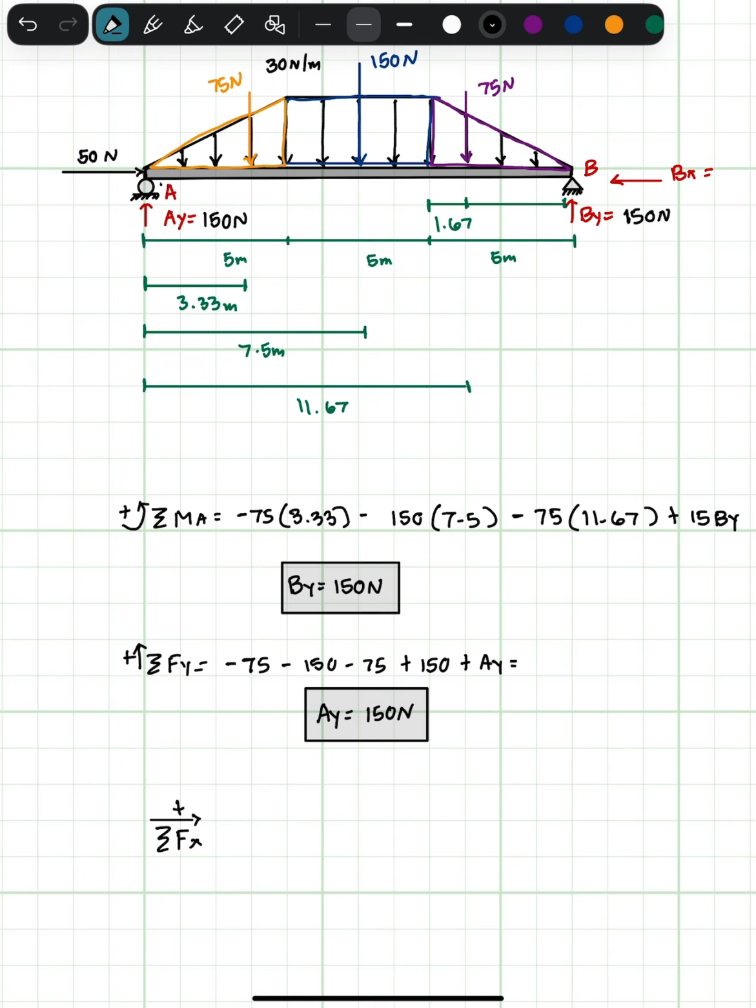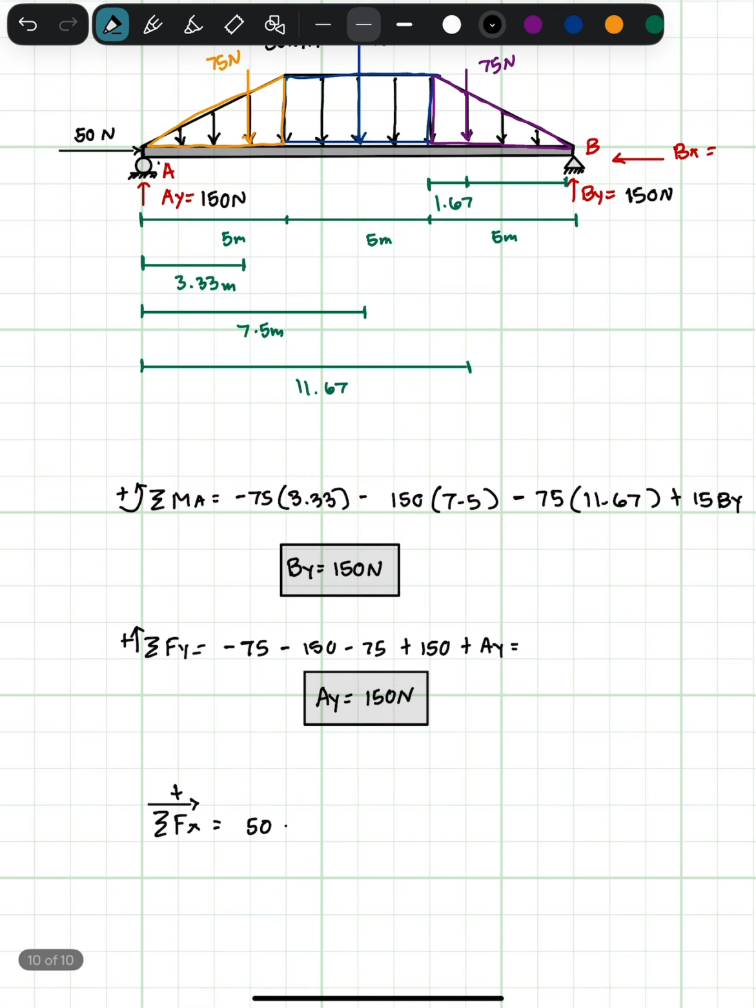So now, if you notice that there's a 50 newtons pointing at the beam, right? It's pushing the beam inward. So if you do the sum of the forces in the x direction, the 50 newtons is facing in the positive right direction. So I'm going to do 50. And I have my BX facing the other direction. So I'm going to do minus BX. And that's the only loading happening axially. So it must equal 0. So now if you solve for BX, it should equal 50 newtons. So now we have all our reactions for this beam.